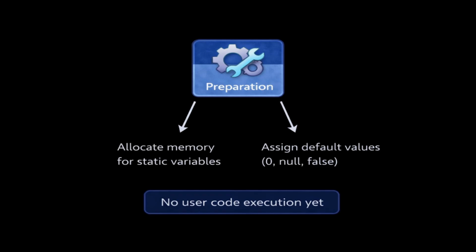Now let's see what preparation is. In preparation, the JVM sets up memory for all the static variables in the class. It also assigns them default values like 0 for numbers, null for objects, and false for booleans. This gets everything ready before the program starts running. So no user code execution has started yet.